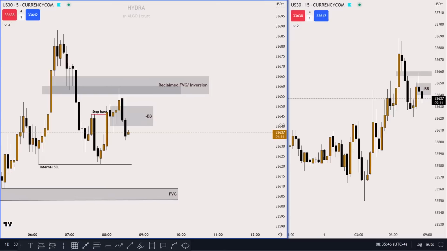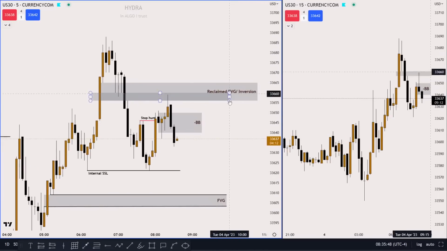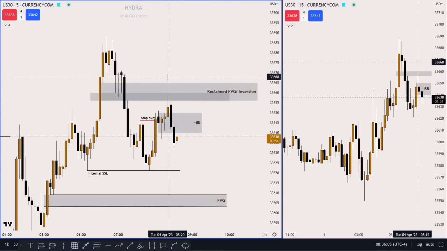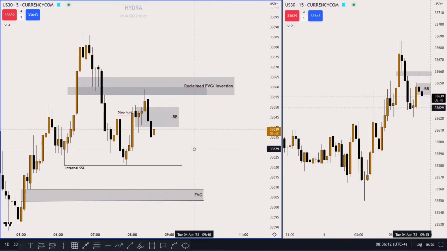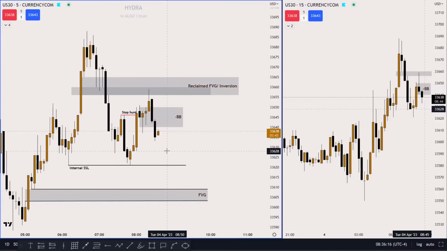I was telling you about this reclaimed fair value gap, this inversion, right? Before price actually hit that inversion, I told you that I want to see price retracing from this inversion level. And did price close the candle's body above the midway of this reclaimed fair value gap? No. So what we want to see is price remain heavy towards the downside, right?